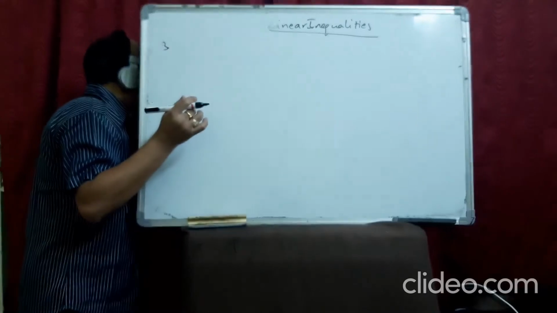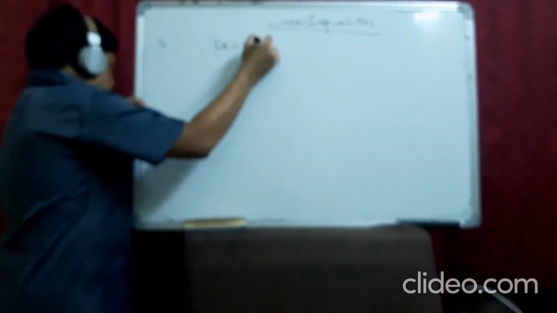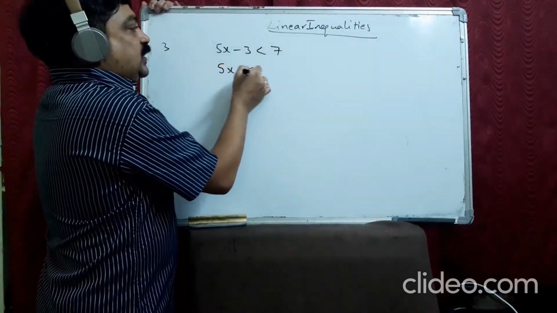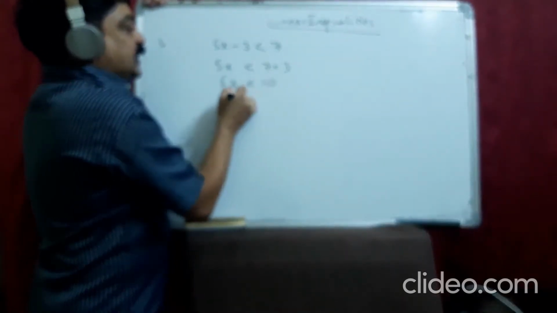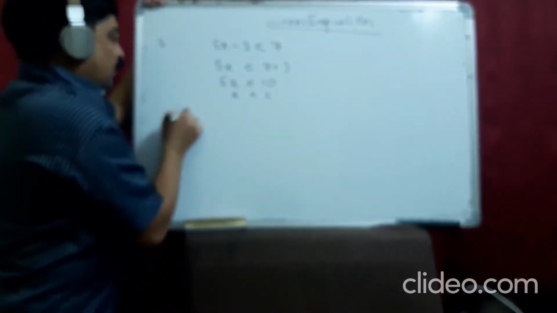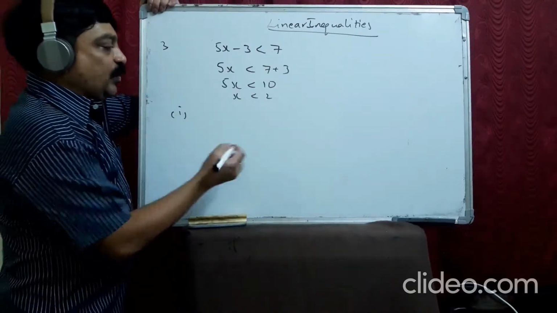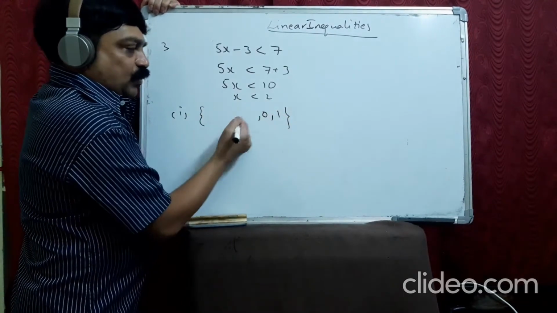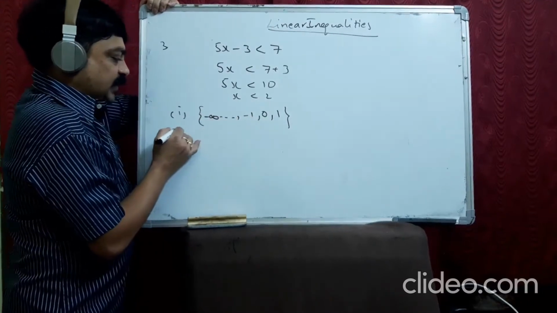Now see the third question. It is given 5x minus 3 less than 7. First let us bring minus 3 to that side, it becomes 7 plus 3, 10. 5x is less than 10, x is less than 2. What is the answer they ask? In the first part they want integers less than 2. How many integers will be there? Many: 1, 0, minus 1, and so on until minus infinity.